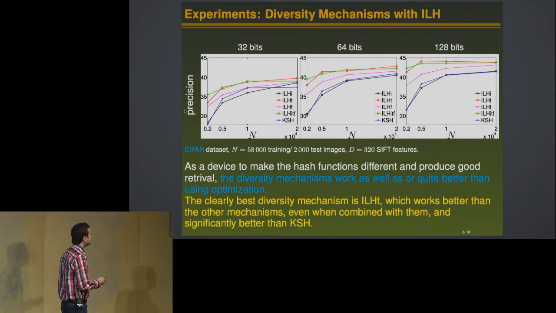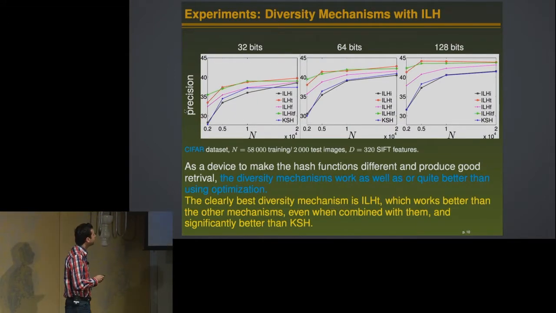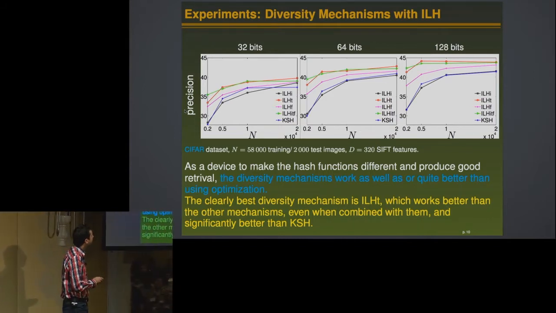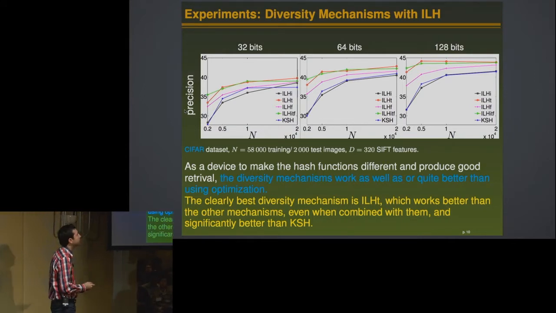I have several experiments. One of them is comparing the diversity mechanisms that we have with the KSH state-of-the-art method. And you can see our precision as a function of the number of points in the training set. And you can see that all of our mechanisms work better than KSH, which is a state-of-the-art.